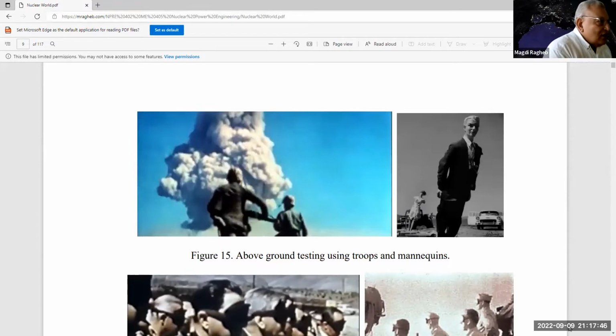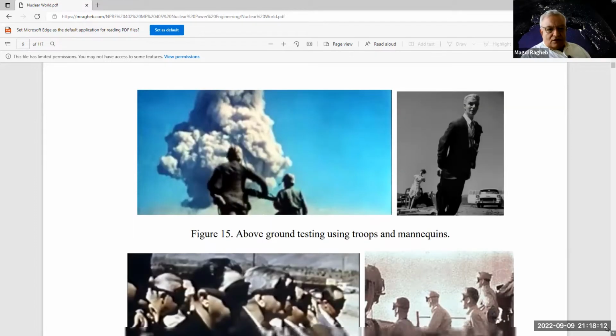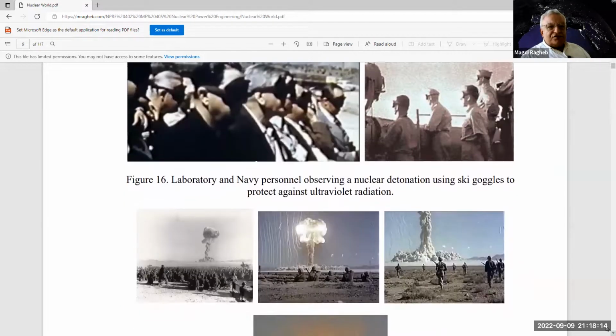What I didn't know is how they affect humans. So in some cases, they used basically dummies or mannequins here. You could see them at several different distances from an explosion in the desert. And they also asked troops to hide maybe in a trench while the explosion is going on, and then move into the area of the explosion, not knowing about the effect of radiation.